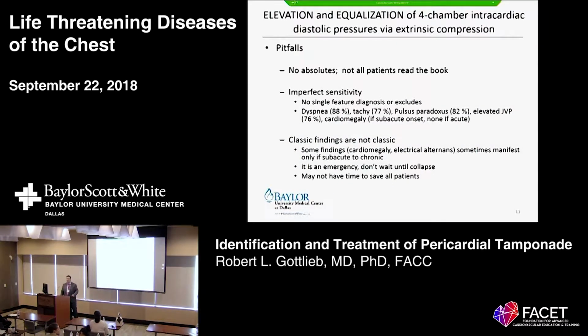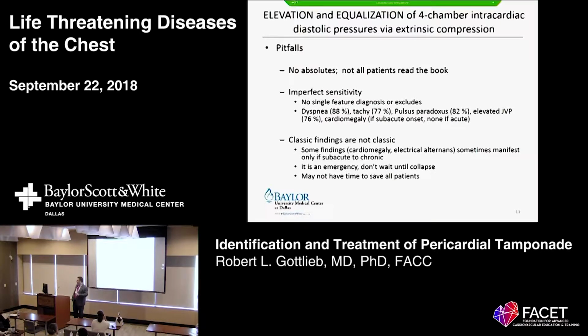So pitfalls, there are no absolutes. Not all patients read the book. There are no single diagnostic features. The very most common feature is dyspnea. A lot of times you'll have a cardiologist say, is the patient tachycardic? Well, who cares if the patient is tachycardic. Not all causes of tachycardia are from this, and lack of tachycardia doesn't tell me that the patient doesn't have it. So tachycardia is less significant than dyspnea. I had a patient recently that I'll talk about later, how dyspnea was key to his diagnosis. So dyspnea is the most sensitive. Tachycardia is actually only about 3/4 sensitive.